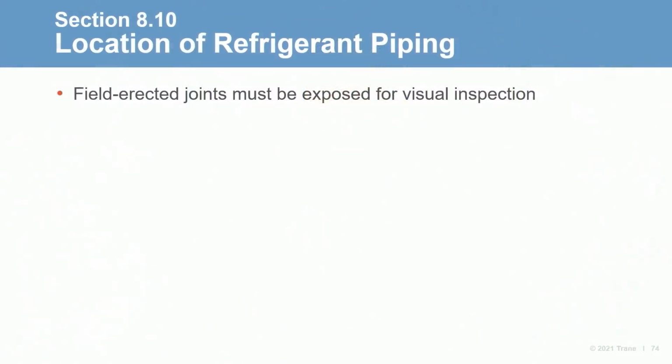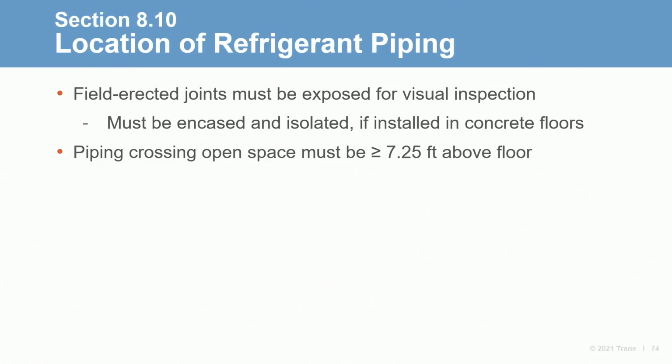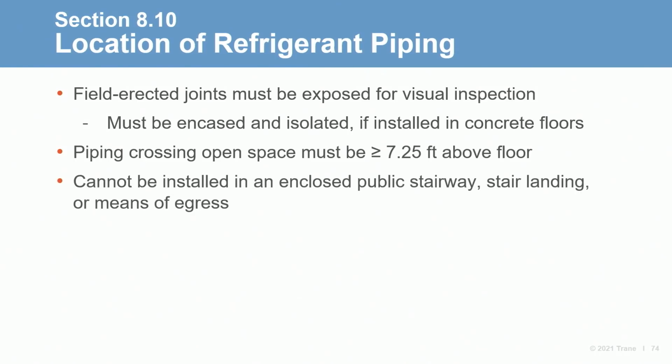In Section 8, the standard includes several requirements related to the installation of refrigerant piping. All field-erected joints must be exposed for visual inspection prior to being covered or enclosed. If installed in concrete floors, it must be encased in a pipe duct and properly isolated to prevent damage due to vibration, corrosion, and expansion contraction. If the piping crosses an open space, it must be no less than 7.25 feet above the floor. And refrigerant piping cannot be installed in an enclosed public stairway, stair landing, or means of egress.